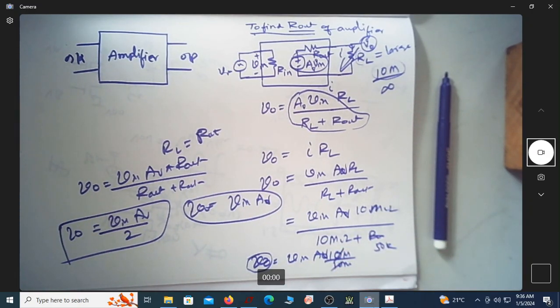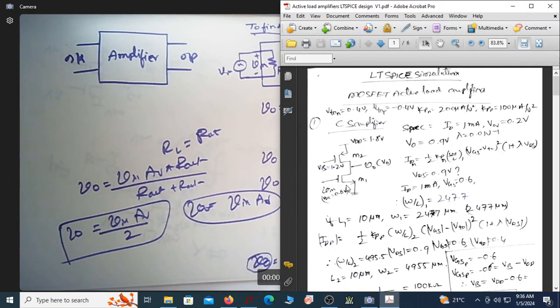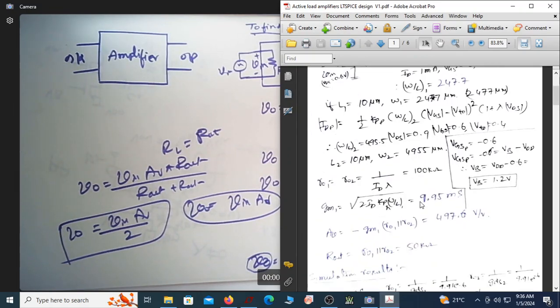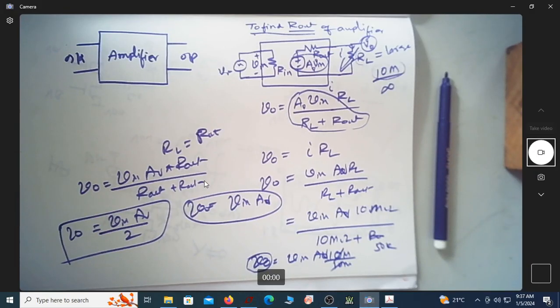Since we already know the output resistance of this amplifier, which is R01 parallel R02, equal to 50K. In the simulation you can see I am putting two different values of RL. One is 10 mega ohm, the other value is 50K. Why am I putting this as 50K? It is to have the condition RL equal to R out.